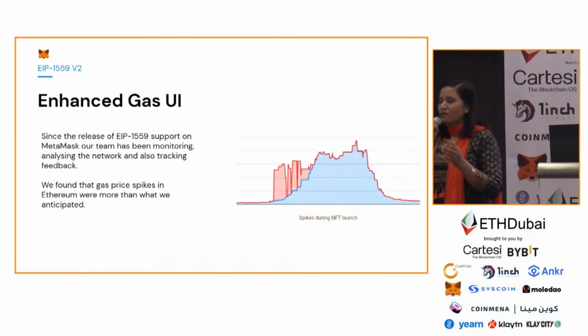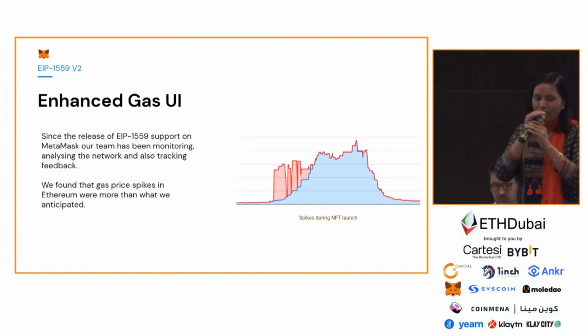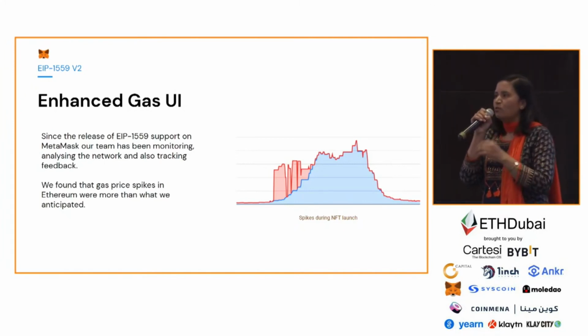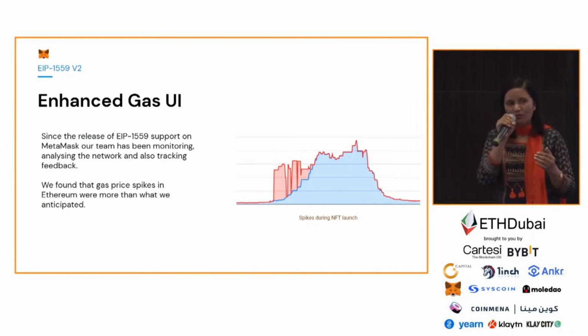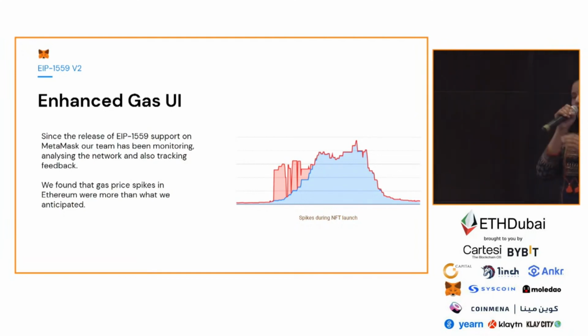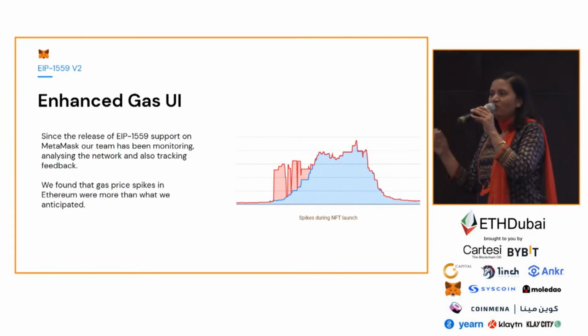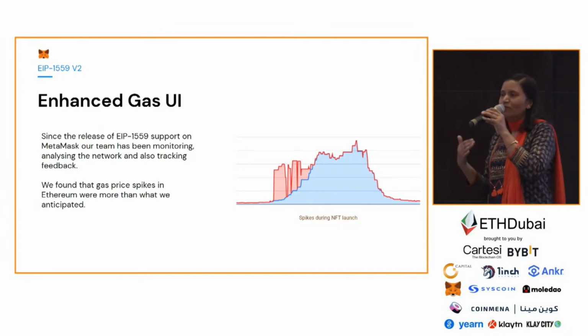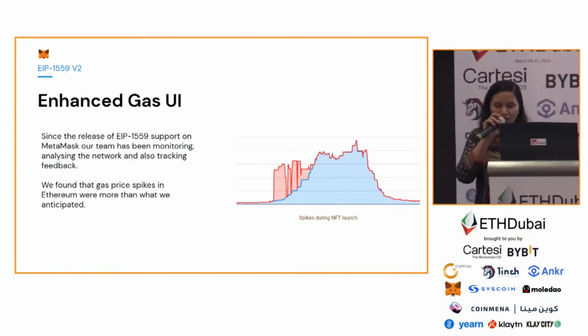Now, ever since we introduced EIP 1559, we have been collecting data on the network. We have been looking at gas behaviors on the network after 1559. We have been collecting user feedback, and we had some very interesting observations. It was expected that with EIP 1559, the gas spikes would go down, but we found that the spikes were still there. User psychology on the network has a huge influence on gas pricing, and there are multiple factors, but they're highly unpredictable.